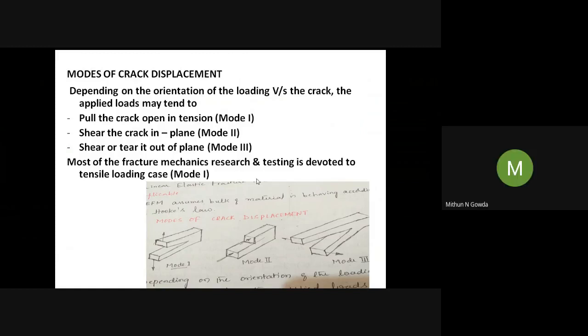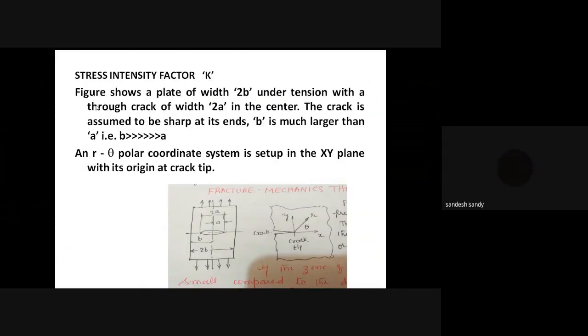Now let's understand what is a stress intensity factor K. Please note down stress intensity factor K.